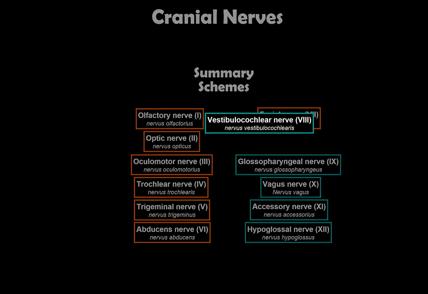Now let's do the vestibulocochlear nerve. The vestibulocochlear nerve is purely a sensory nerve. It has no motor function, and it consists of two parts: the vestibular part, which is responsible for maintaining a sense of equilibrium and balance, and a cochlear part, which facilitates hearing. We will start the scheme off by adding the membranous labyrinth of the inner ear.